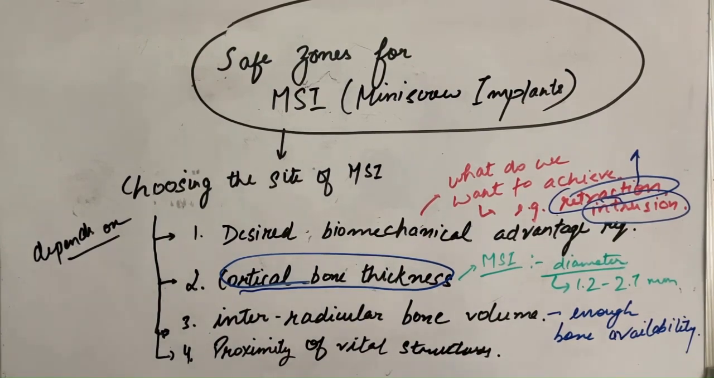Third is interradicular bone volume. What is this? This suggests that we need enough bone density and enough bone volume to place our miniscrew. Last is proximity of vital structures, for example the neurovascular bundle, the inferior alveolar canal, and the mental foramen. We want to avoid those sites. We don't want to place our implant near those.